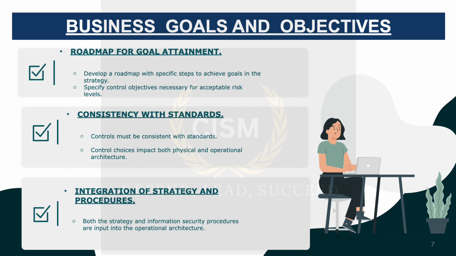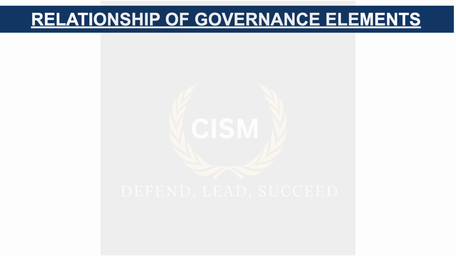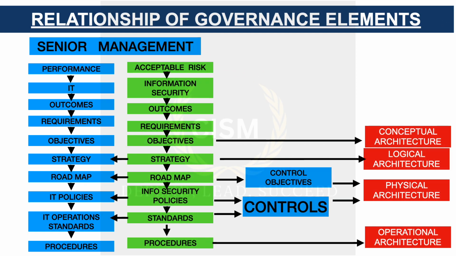Right? Moving next. Next we'll discuss the relationship of the governance elements. Friends, this chart about the senior management will discuss the relationship between the information technology and the information security governance, right, emphasizing the importance of aligning the IT strategy with the information security strategy, right. Let's break it down in simpler terms, right.